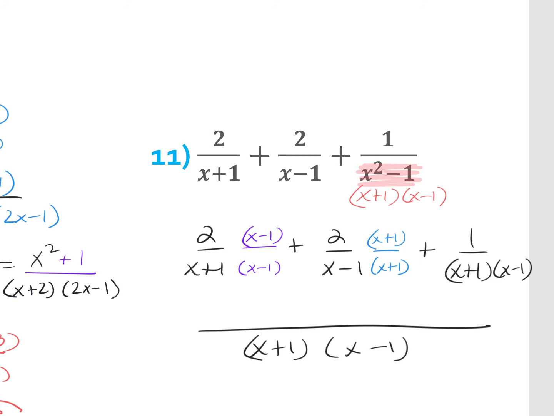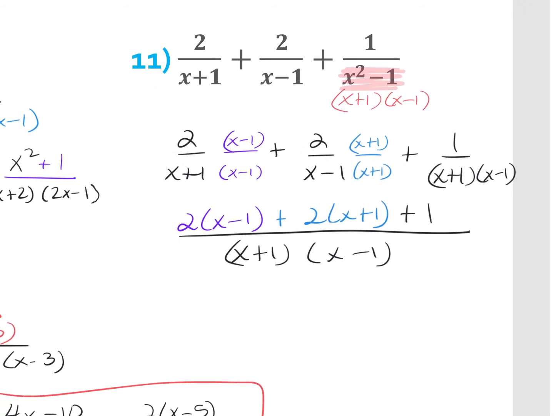And now I'm going to go ahead and do the purple. It'll be 2 times x minus 1. Then the blue, 2 times x plus 1. And then the very last fraction, just the plus 1. So now I need to distribute the purple and distribute the blue.